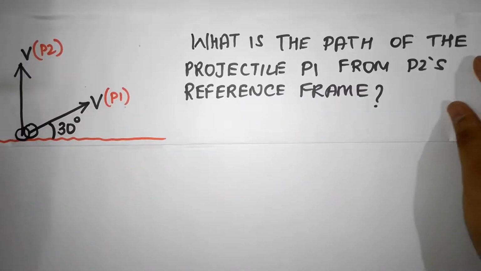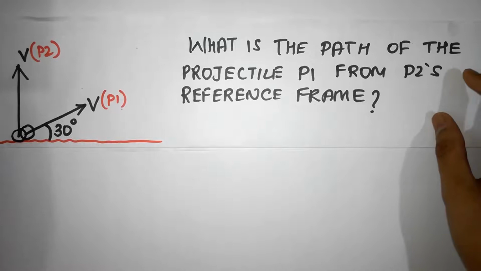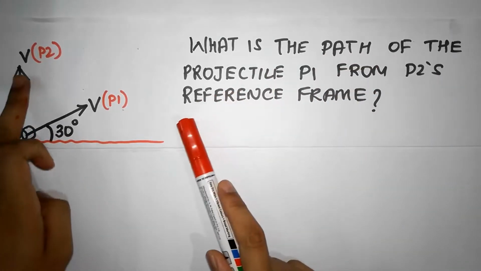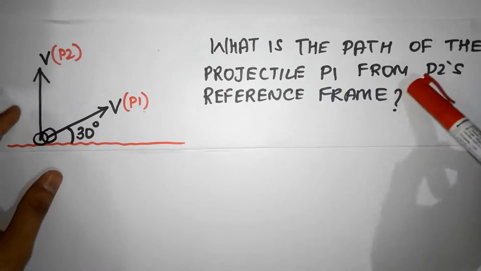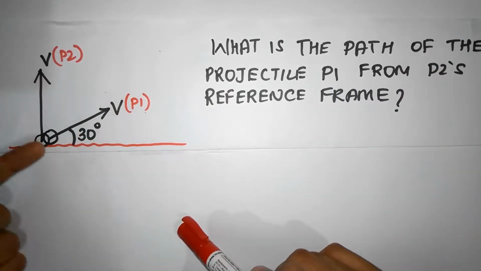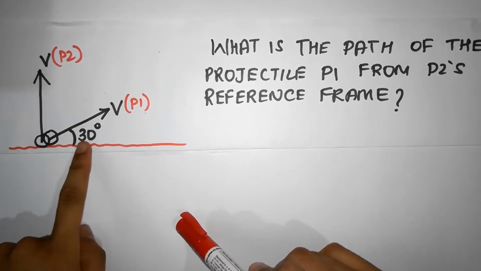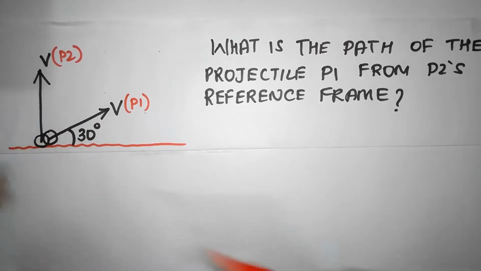Today, I have saved the best problem for last. This is a conceptually challenging problem. Let's see. We have two projectiles. I did not want to write this, so I just drew it. We have two projectiles, P1, P2. They are projected with the same speeds, but at different angles: one at 30 degrees, and the other one is projected at 90 degrees.